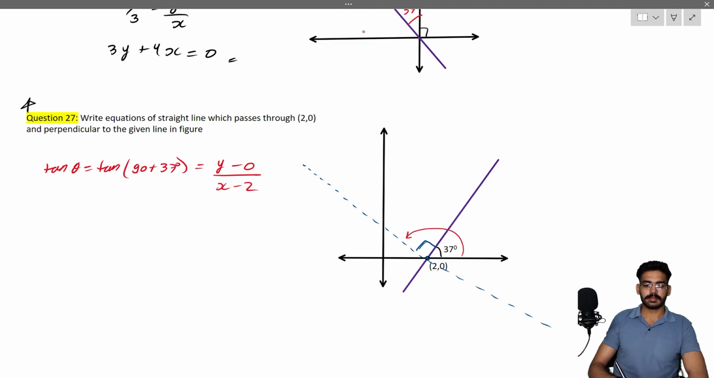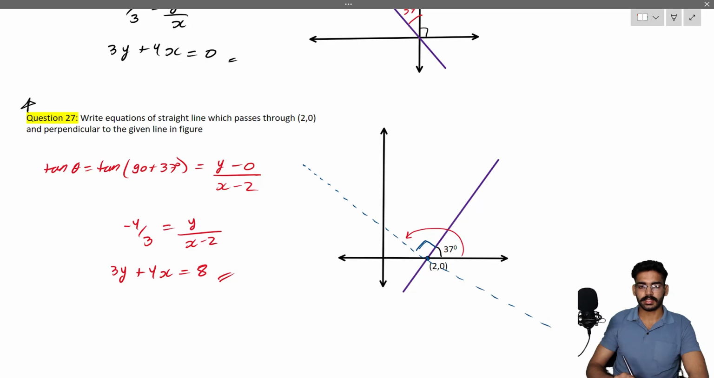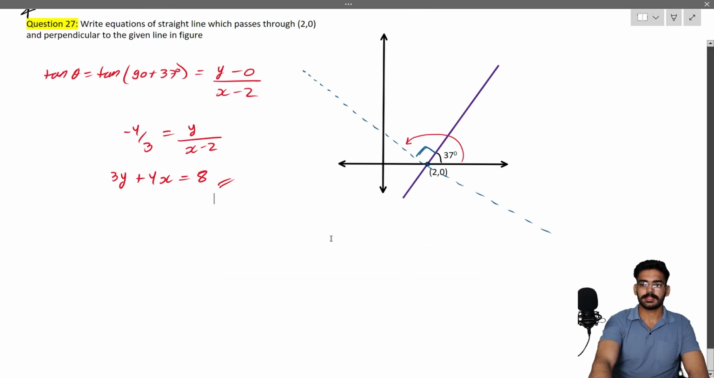Now tan 90 plus 37 we already wrote. What is the value of tan 90 plus 37? Minus 4 by 3, that is equal to y divided by x minus 2. Cross multiply, take on the one side, you will have 3y plus 4x is equal to 8. Okay, I hope this is clear.